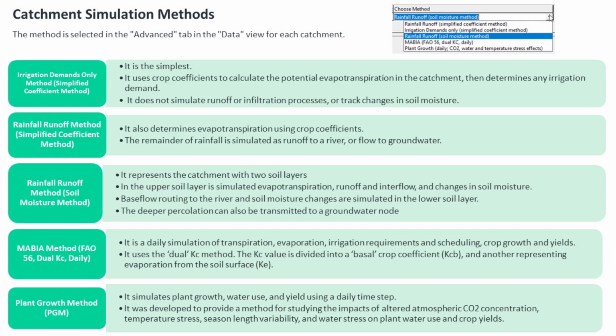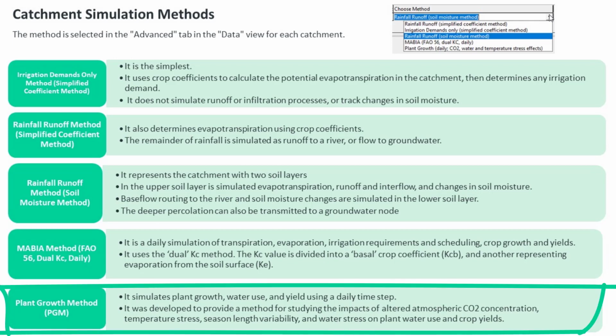The last method is the plant growth method. It simulates plant growth, water use, and yield using a daily time step. It was developed to provide a method to study the impacts of altered atmospheric CO2 concentration, temperature stress, season length variability, and water stress on plant water use and crop yields.